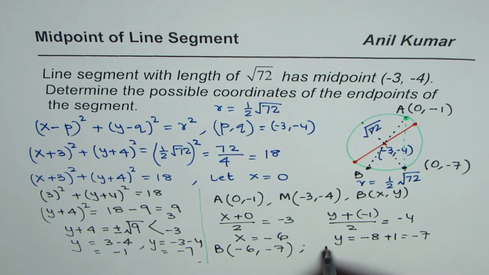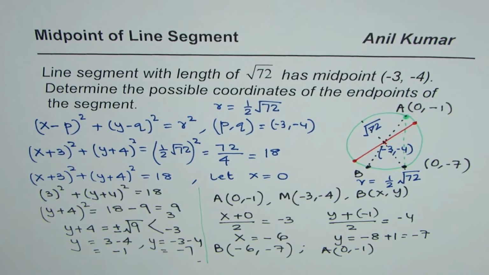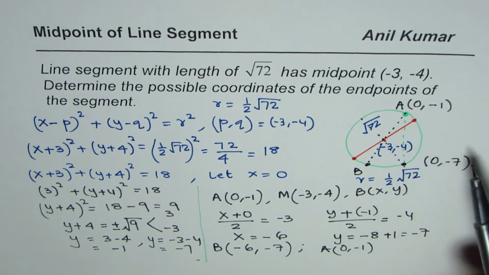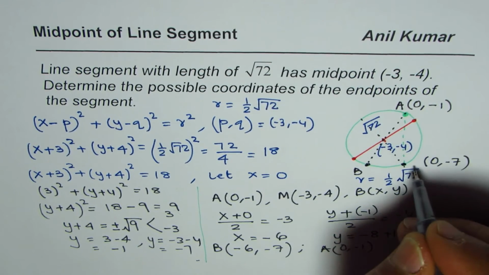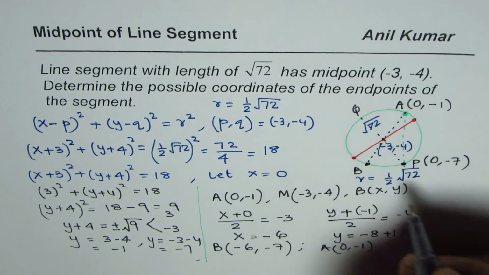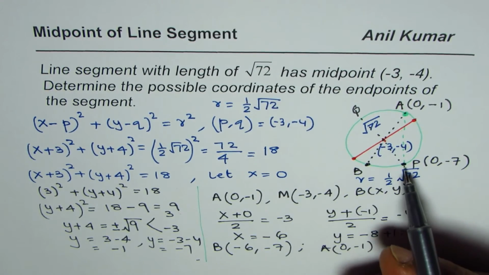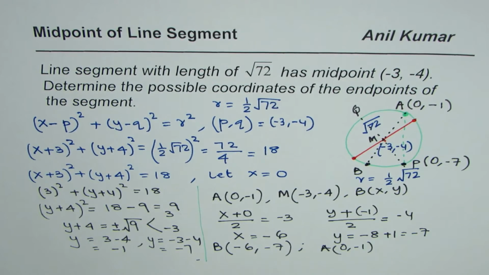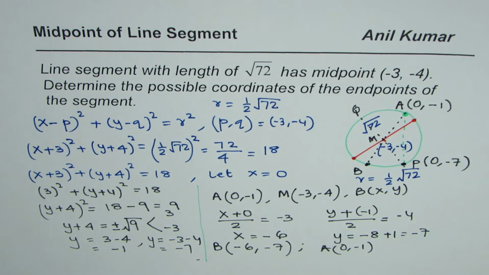And we have already found A, which is 0, minus 1. So these are the two endpoints for our segment, which we just calculated. You can actually do calculations with the other points. Let's say we call this P. You know P is 0, minus 7. Use P, the midpoint M, and find Q. So you'll find another segment with length of square root 72 and midpoint minus 3, minus 4.